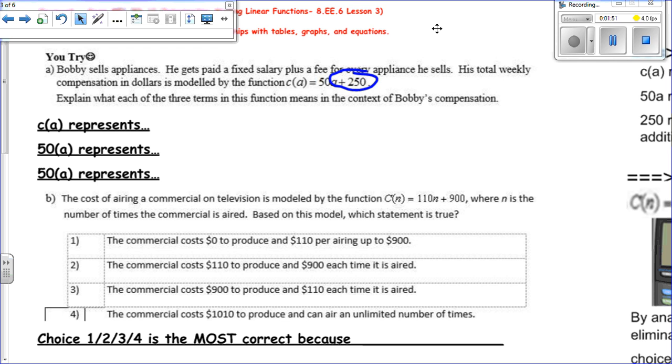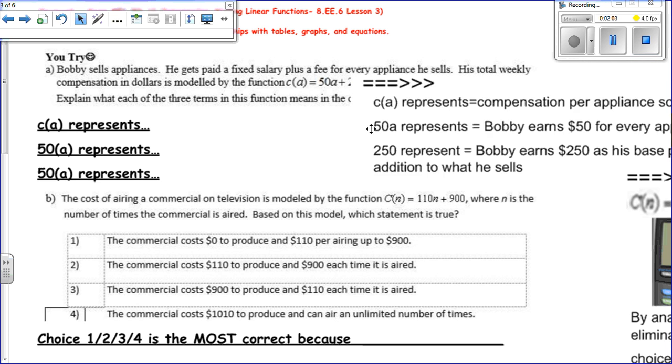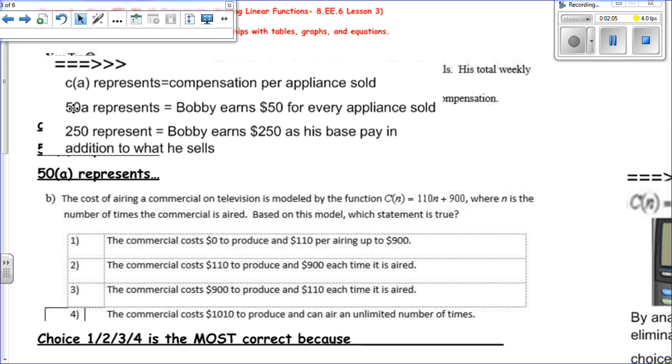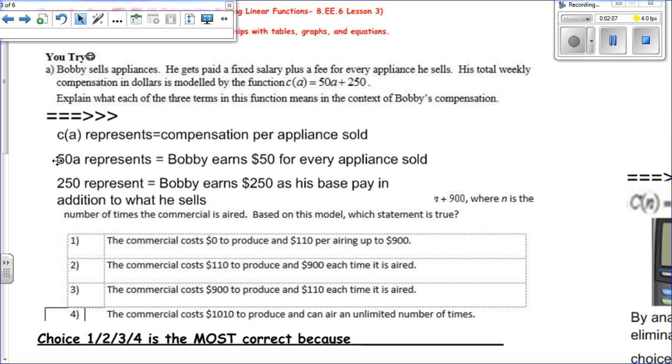Let's go. It says, if we look at C of A, what is C of A? It represents the compensation. That'll be our output per appliance sold. Appliance will be our input. So our input is appliances sold, and the output is the amount of money we're going to make. That's what compensation means.